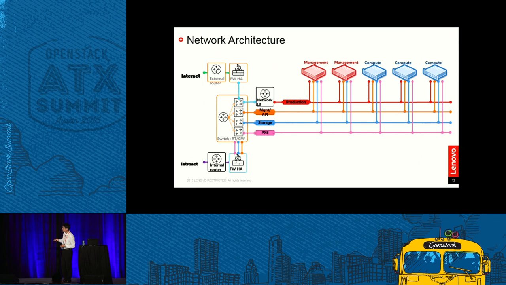And outside of the OpenStack cluster, there is a hardware router, and also a hardware firewall. And there are two major networks. One is the internet network, and another is the intranet network. The internet network is public, so a user who has access to the internet can go to the public network, and the intranet network can only access the network inside Lenovo. So these are two different networks, and a cloud user can choose which network to use. And these are different IP pools for the different networks.